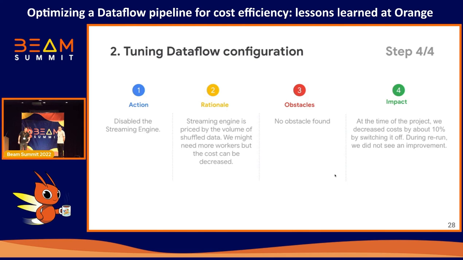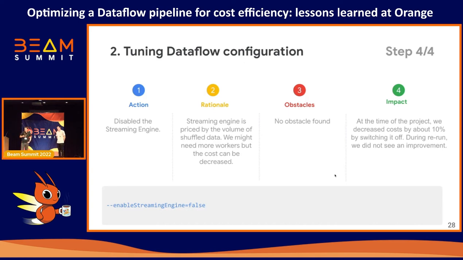And the last thing we tried was to deactivate the Streaming Engine. The rationale was that the Streaming Engine is priced according to the volume of shuffled data, which is quite big in our use case. So even if the number of workers required to process our data has to be increased without the Streaming Engine, maybe the total cost could be decreased. So here is how you can activate or deactivate the Streaming Engine when starting a pipeline.